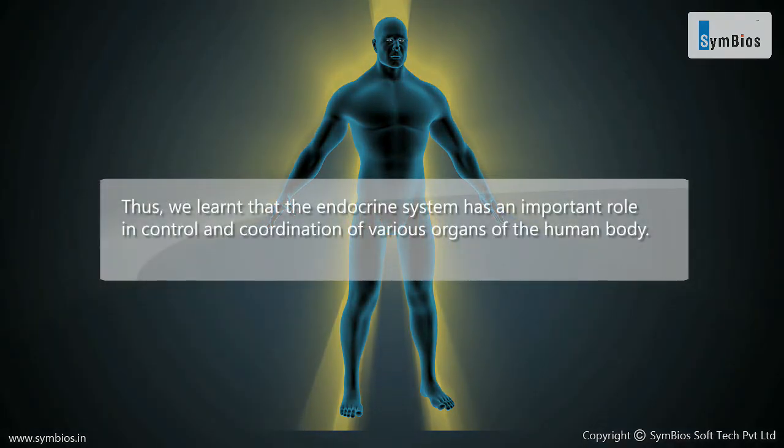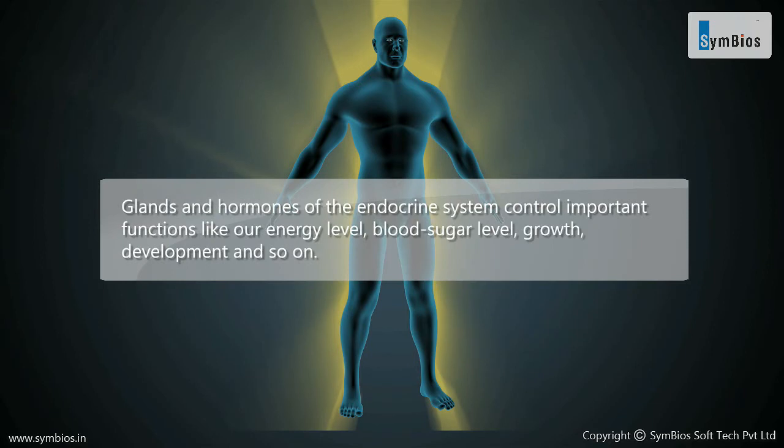Thus we learn that the endocrine system has an important role in control and coordination of various organs of the human body. Glands and hormones of the endocrine system control important functions like our energy level, blood sugar level, growth, development and so on.